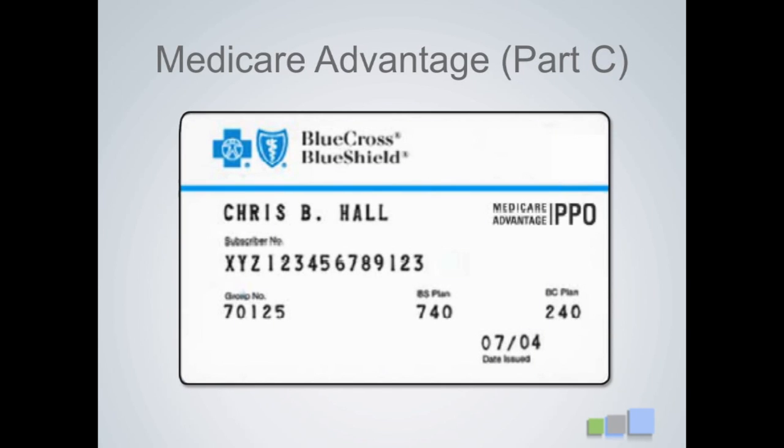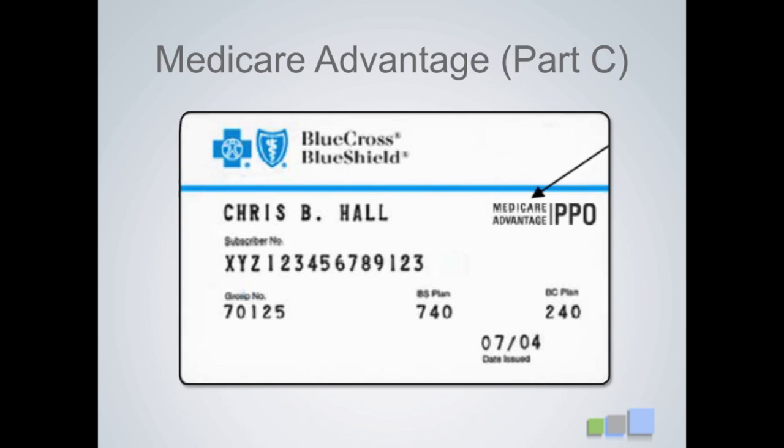This is a sample Medicare Advantage card for Part C. Remember, that's equal to Parts A and B together. Some Advantage plans may also cover Part D prescriptions. If you're not sure, you'll have to check the patient's plan and current benefits. The Advantage card is issued by a private insurer that contracts with Medicare. In this case, Blue Cross Blue Shield.